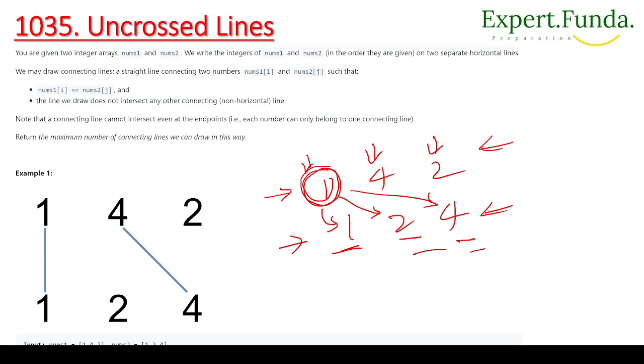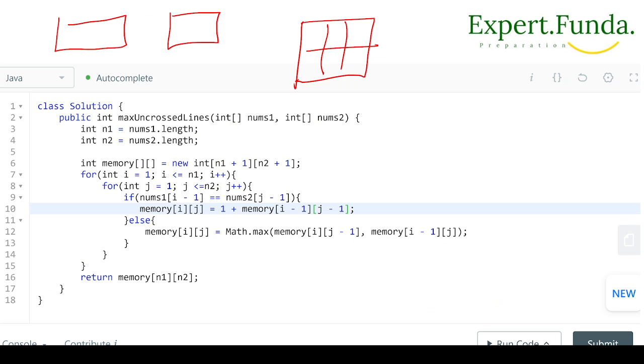So if we find them equal, we say 1 plus the subproblem, and this problem will get divided into subproblems similarly. Whichever comes max, either there is one line, or it will be the max between its two sublines. Whichever one comes, that will be the answer, and this will become our final answer. That is the same thing we are doing here.